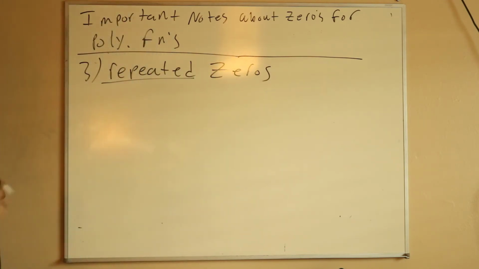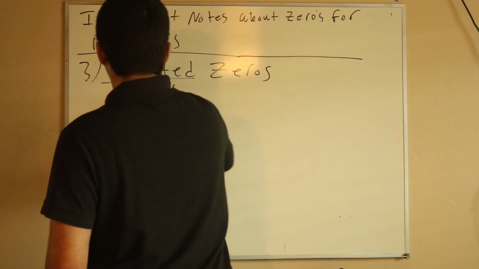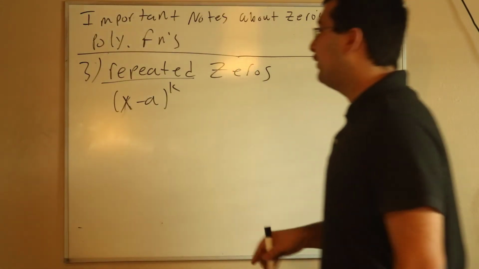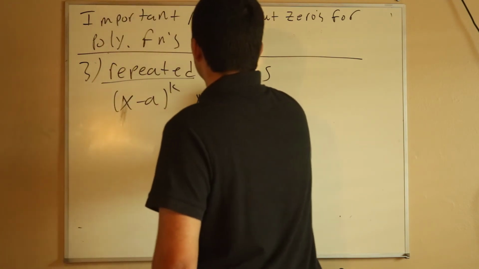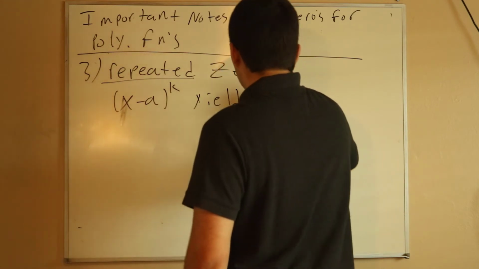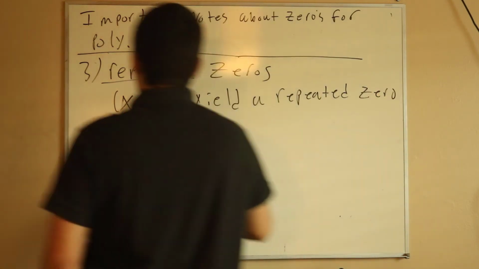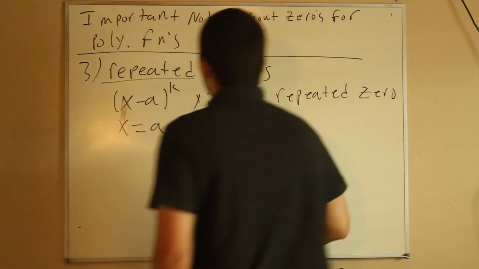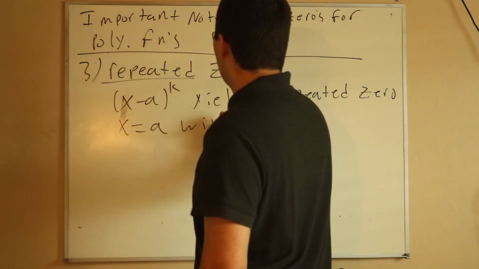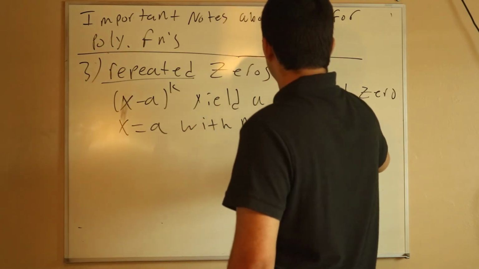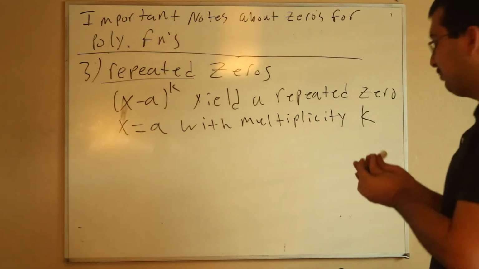Okay, so what do I mean by repeated zeros? I mean this idea. (x minus a) to the power of k, this polynomial function, because that is a polynomial function, this will yield a repeated zero x equals a with multiplicity k. So we're going to introduce a new word there. With multiplicity k.